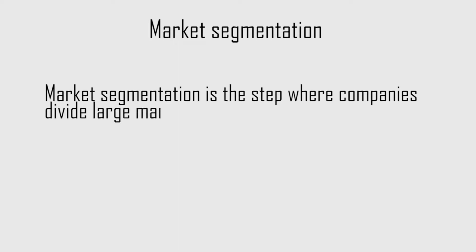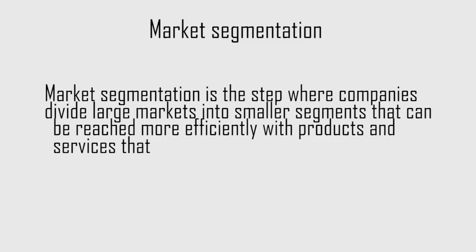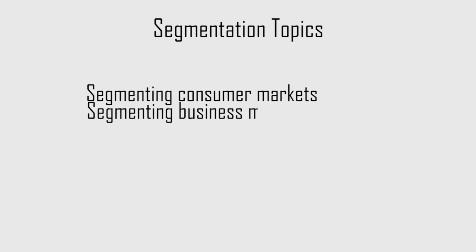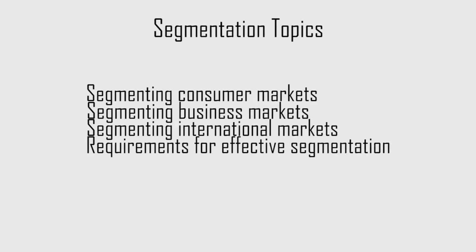To make it as simple as possible, market segmentation means answering the question, what market will we serve? Which customers will we serve? But let's see the fancy definition. Market segmentation is the first step where companies divide the large markets into smaller segments that can be reached more efficiently with products and services that match the needs of those segments. In segmentation, there are four important topics: segmenting consumer markets, segmenting business markets, segmenting international markets, and requirements for effective segmentation. Let's start with the most popular and most common subject, segmenting consumer markets.